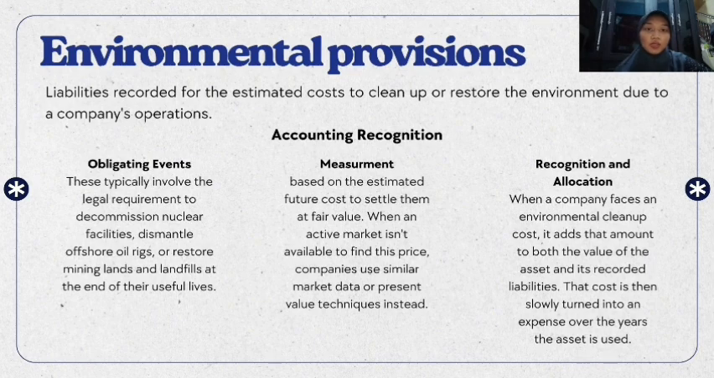The second is measurement. It's based on the estimated future cost to settle them at fair value. When an active market isn't available to find this price, companies use similar market data or present value techniques instead. The last is recognition and allocation. When a company faces an environmental cleanup cost, it adds that amount to both the value of the asset and its recorded liabilities. And that cost is then slowly turned into expense over the years the asset is used.